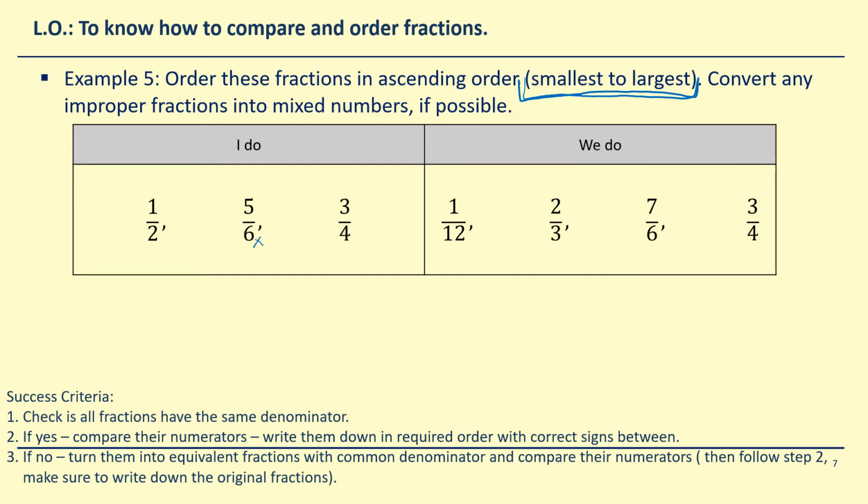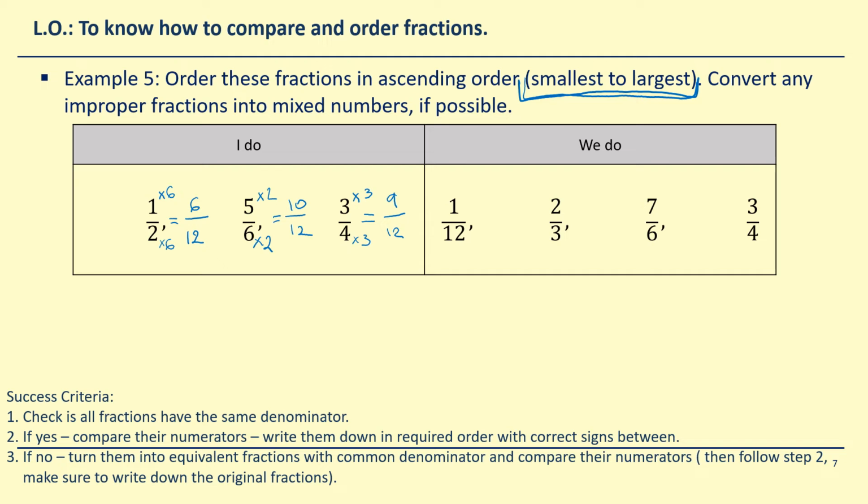So I need to turn this one into a fraction over 12. So I need to multiply top and bottom by 2. This one top and bottom by 3. So this is equivalent to 10 over 12. This is equivalent to 9 over 12. And 2 times 6 is 12, so I need to multiply top and bottom by 6. So this one equals 6 over 12.